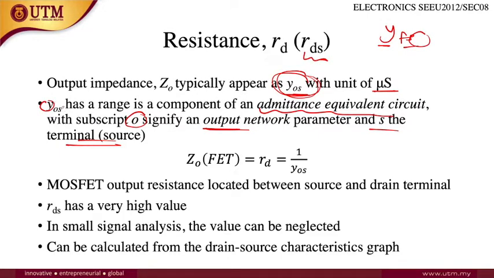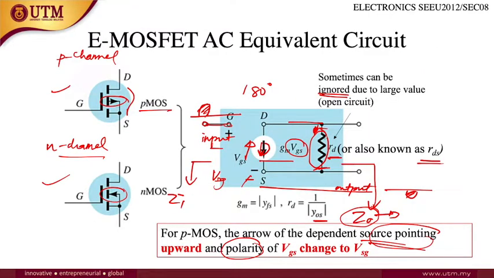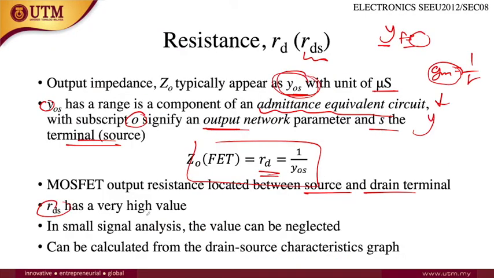So ZO can be written as RD, and since we know gm equals 1 over R and gm is also the same as Y, it can be written as RD equals 1 over YOS. So this is for the output. The MOSFET output resistance is located between the source and drain terminal, this RD, and RD normally has a very high value.